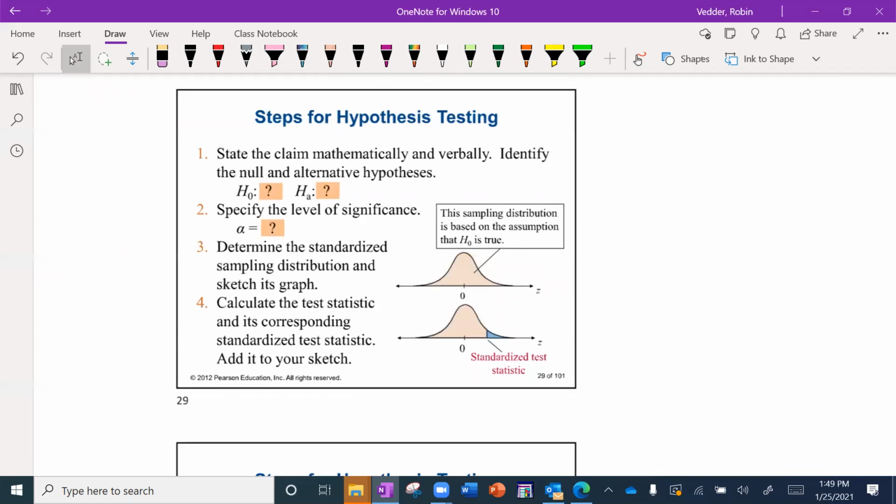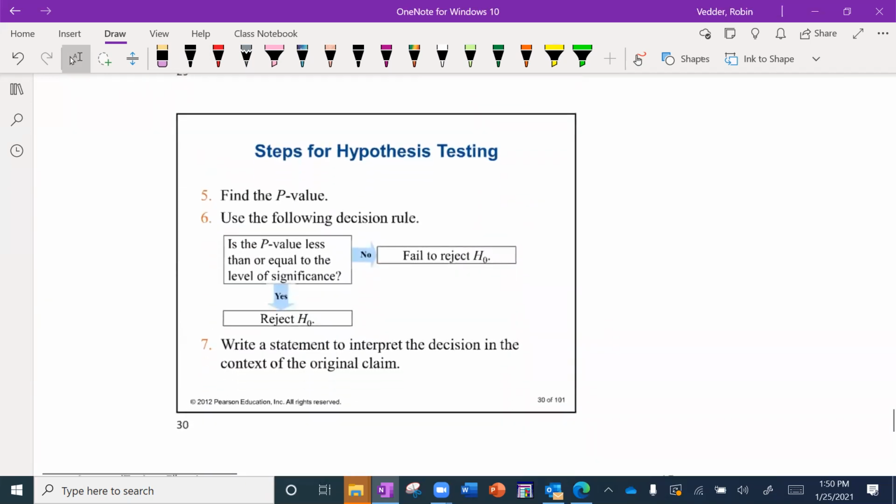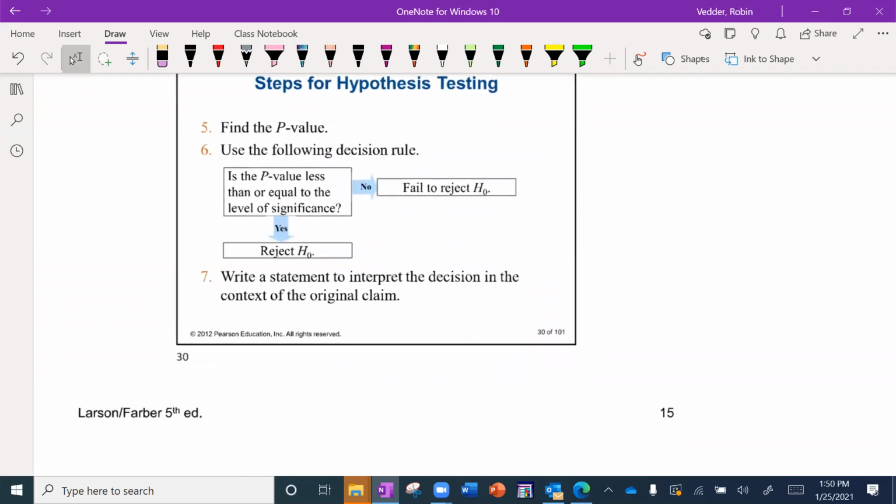So that's where you take your sample, you standardize your sample, and you sketch your graph. And we'll probably be kind of skipping that step. Step 4, calculate the test statistic and its corresponding standardized test statistic and add it to your sketch. So we'll be skipping step 3 and really doing that in step 4. Step 5, find your p-value. I'll be showing that to you guys in 6.2.